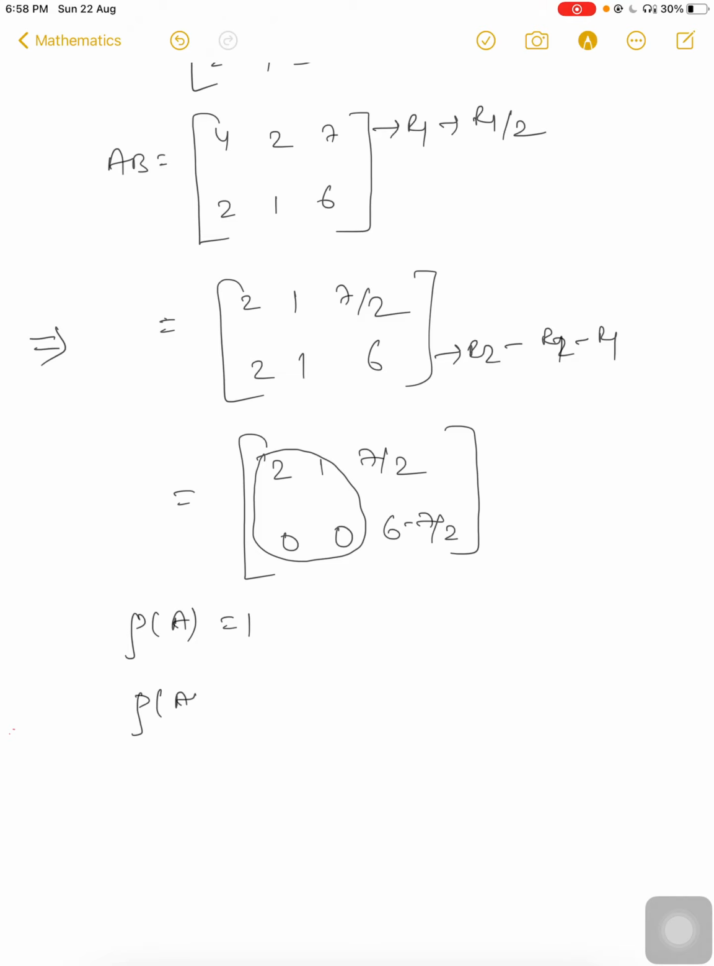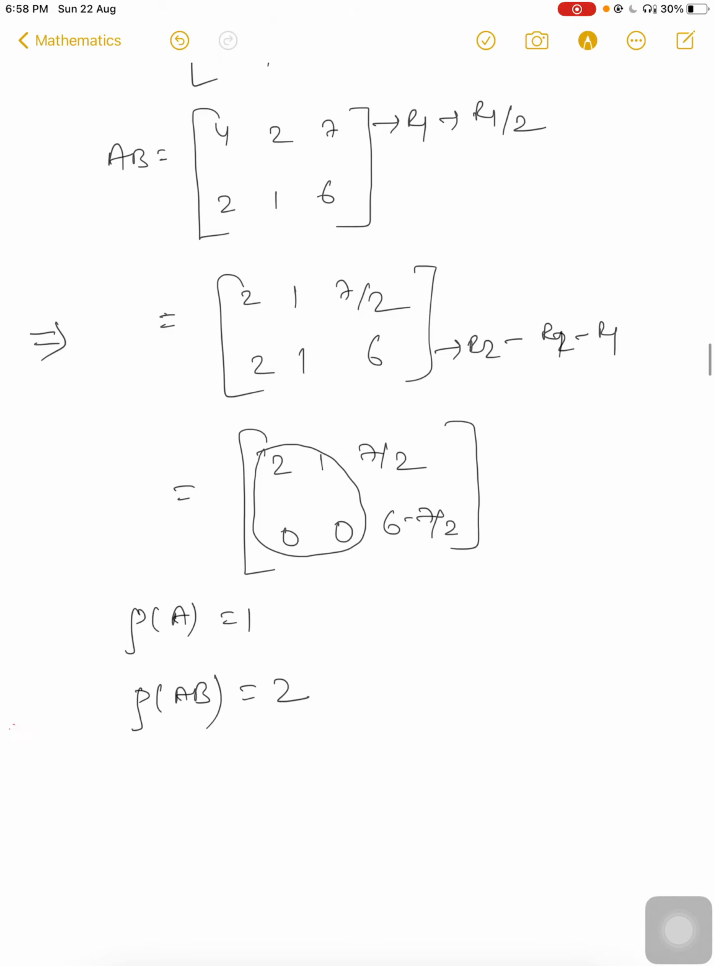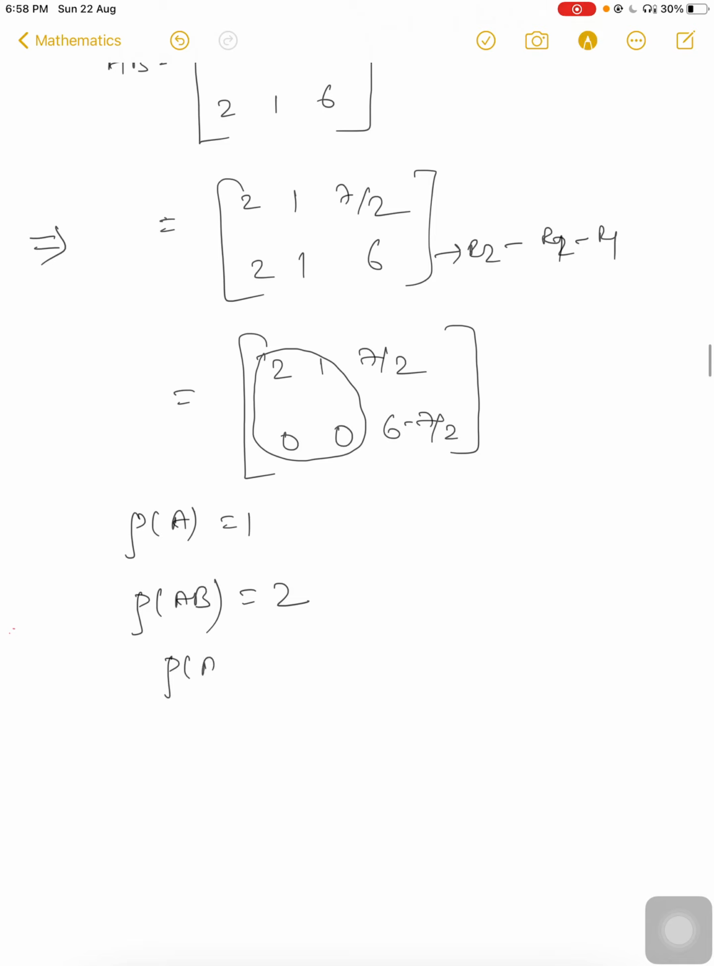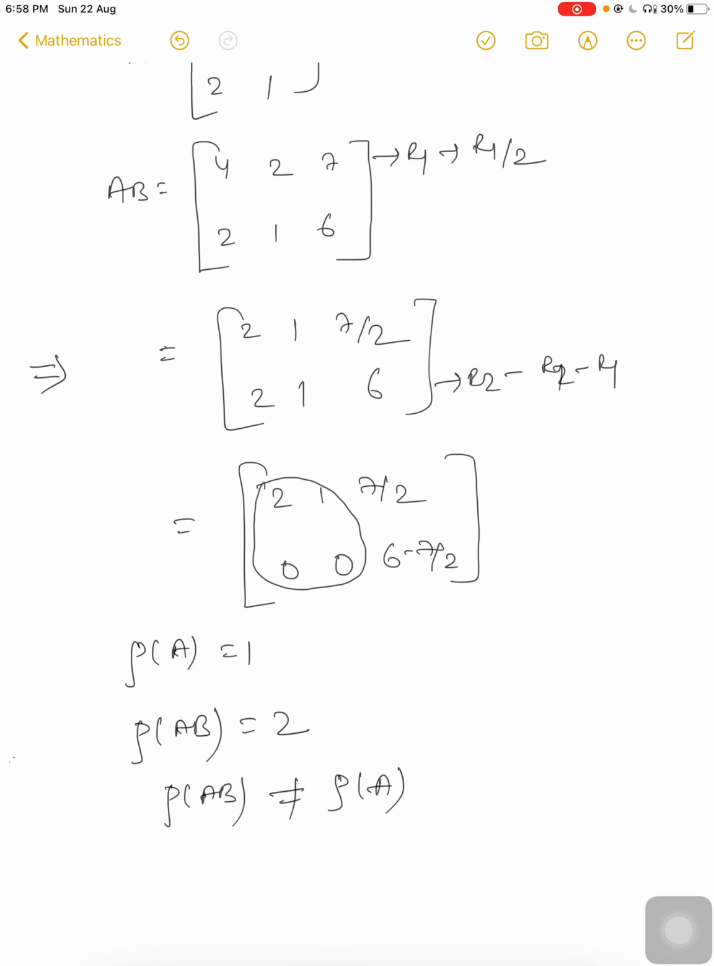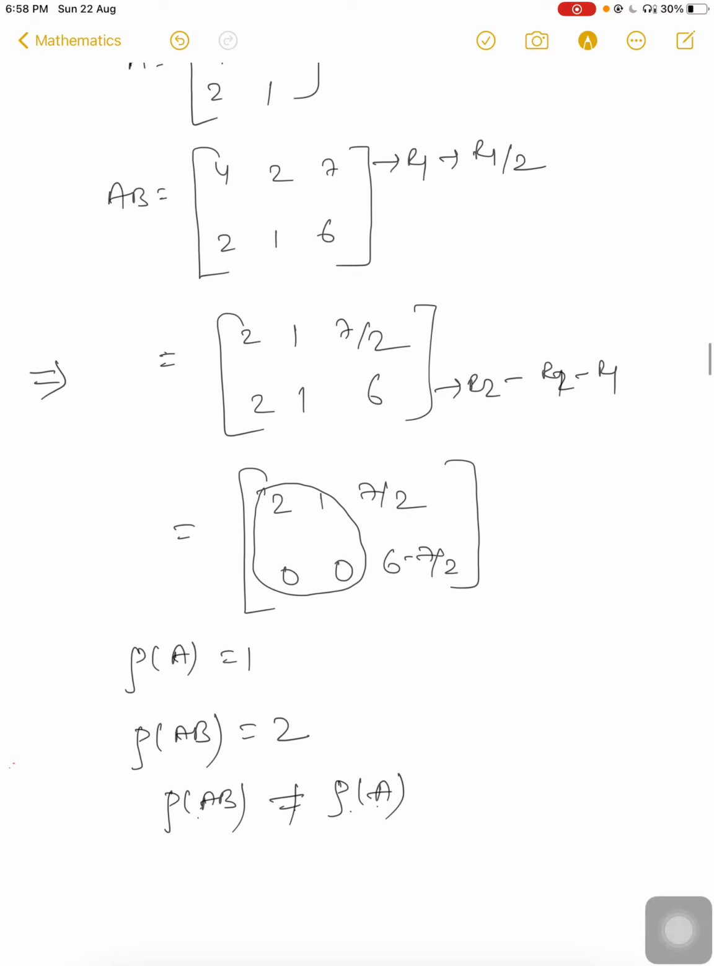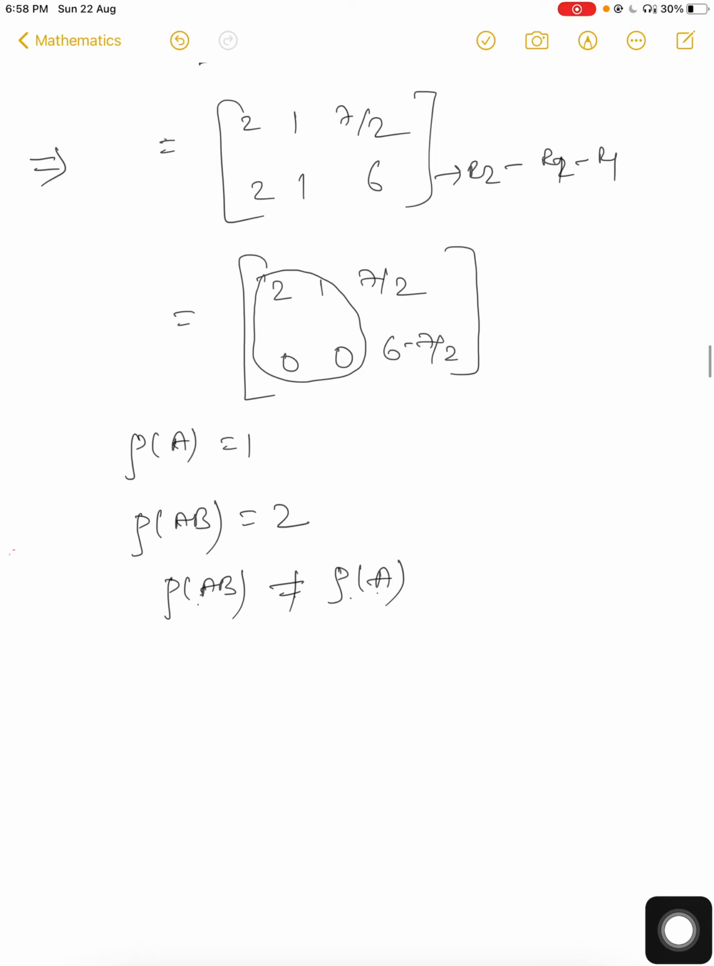But when you check this one for AB, the AB will be rank 2. So rank of AB not equal to rank of A. So the number of non-zero rows, since rank of AB is not equal to rank of A, the system has no solution. If both are not equal, then system has no solution.